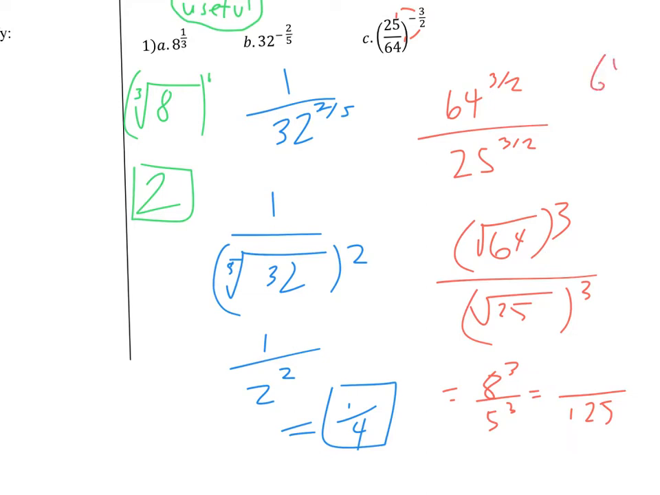8 times 8 is 64. 64 times 8, we'll go ahead and do some long multiplication here. That's all right, it's good for us. So we got 512. Sounds good.